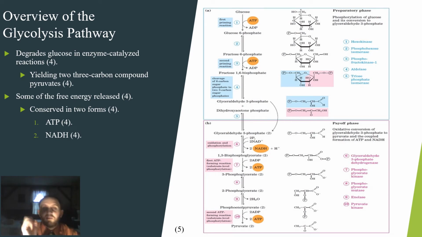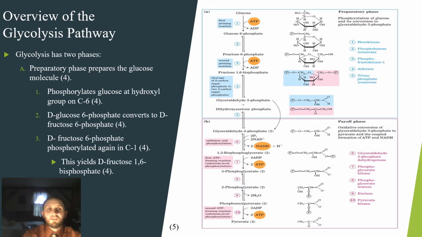During the sequential reactions of glycolysis, some of the free energy released from the glucose is conserved in the form of ATP and NADH. And by the way, as you see in this little chart here, ATP and NADH are used in the entire glycolysis process. And we'll talk about the different phases in the next slide.